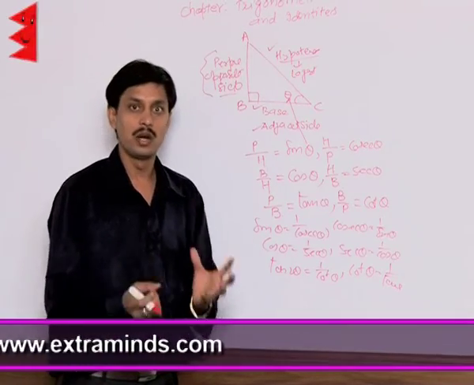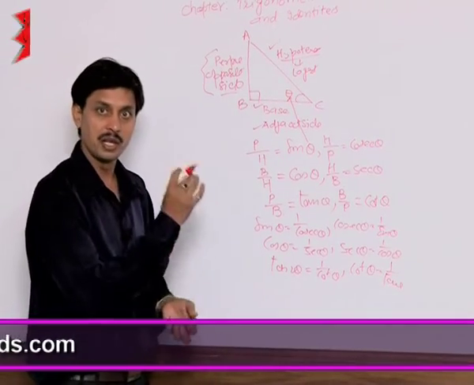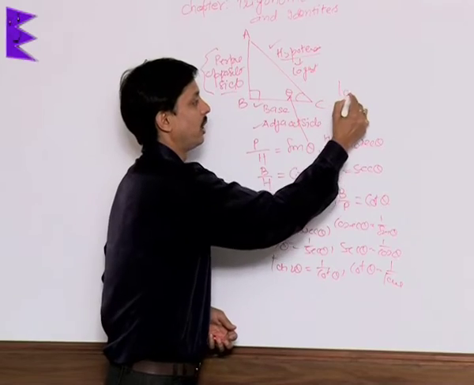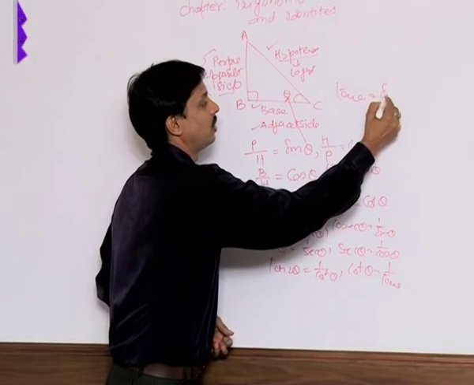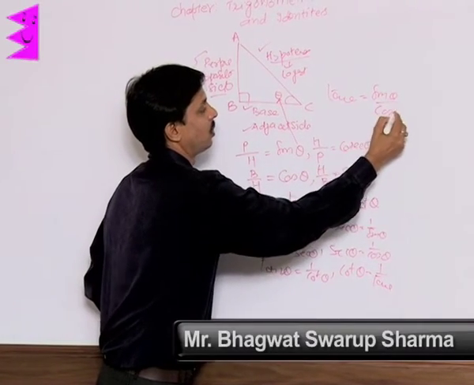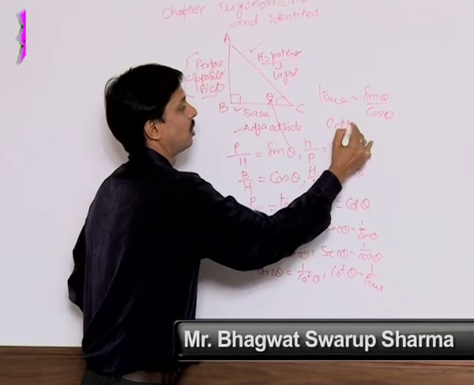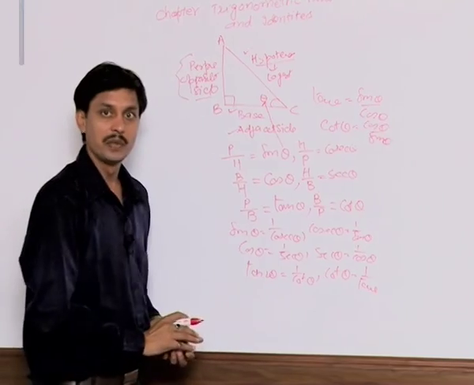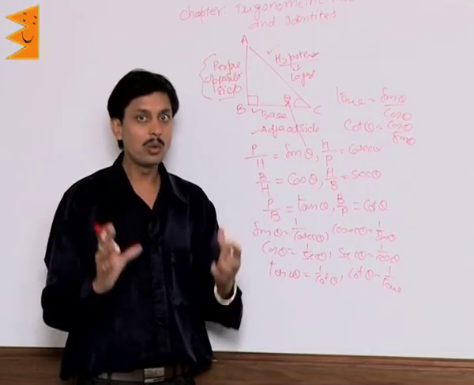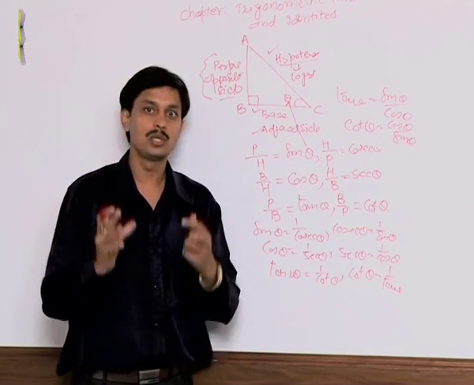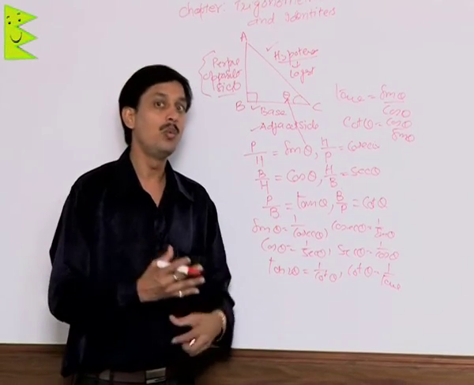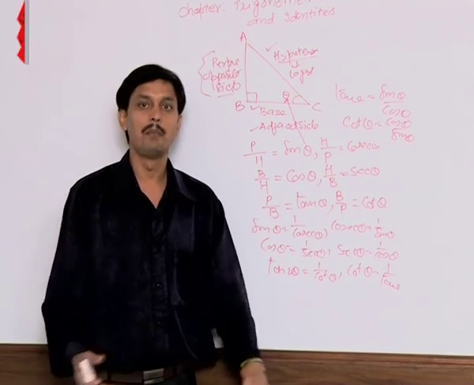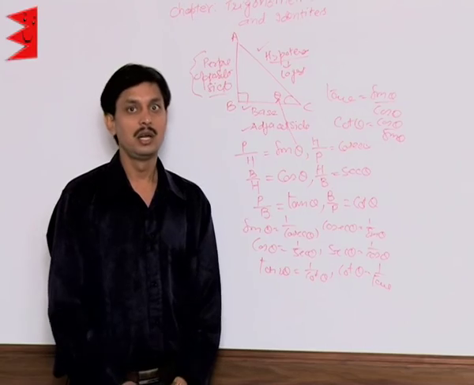Now, one important result in trigonometry, we say tan theta is equal to sin theta upon cos theta, and cot theta is equal to cos theta upon sin theta. So this much about the trigonometric ratios is required. Now we will discuss with you the complementary angles of trigonometry.